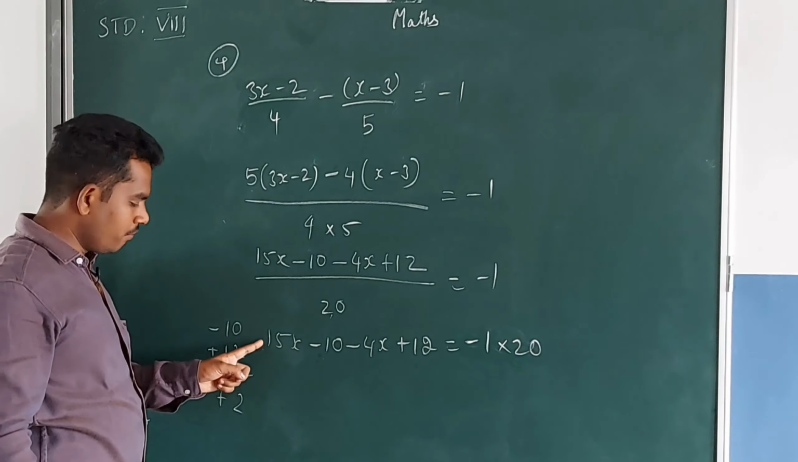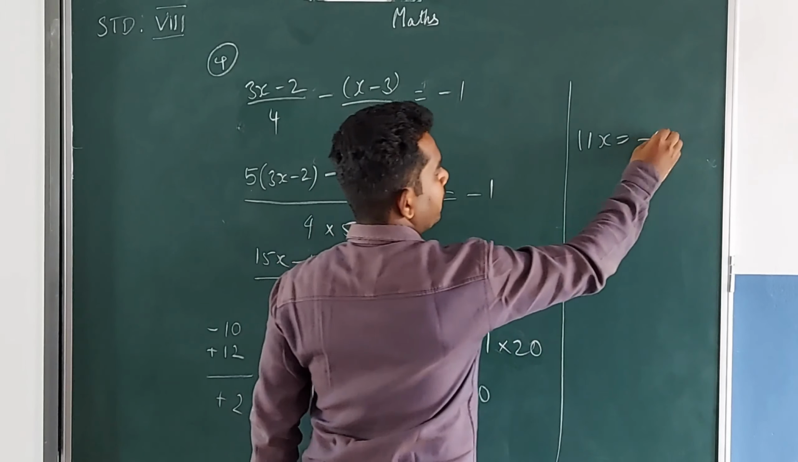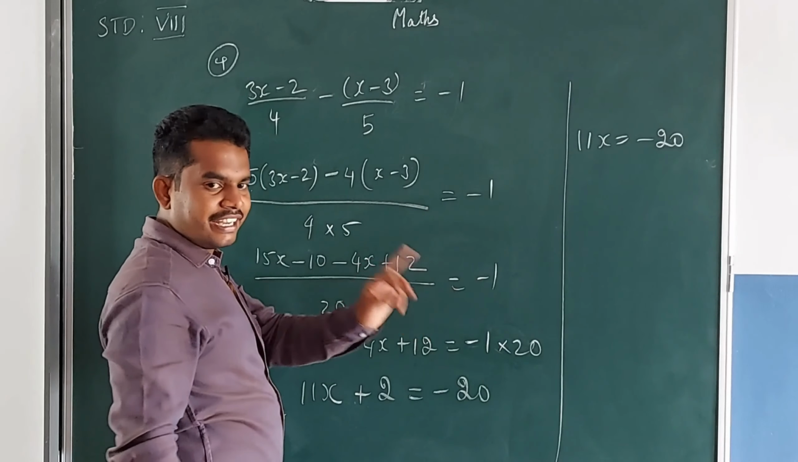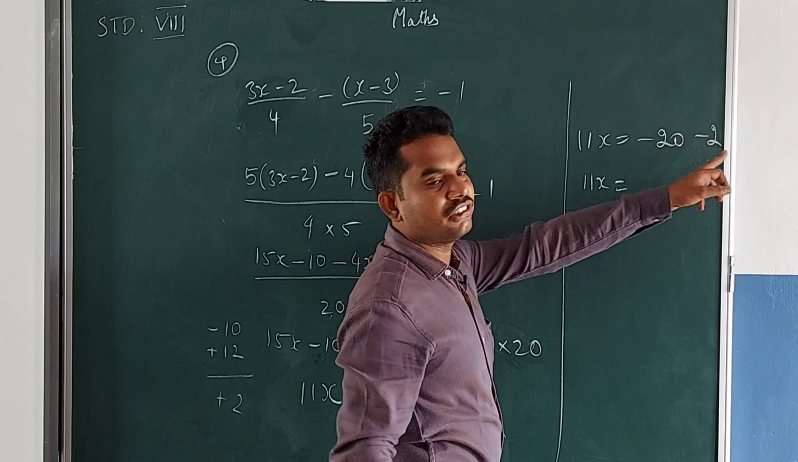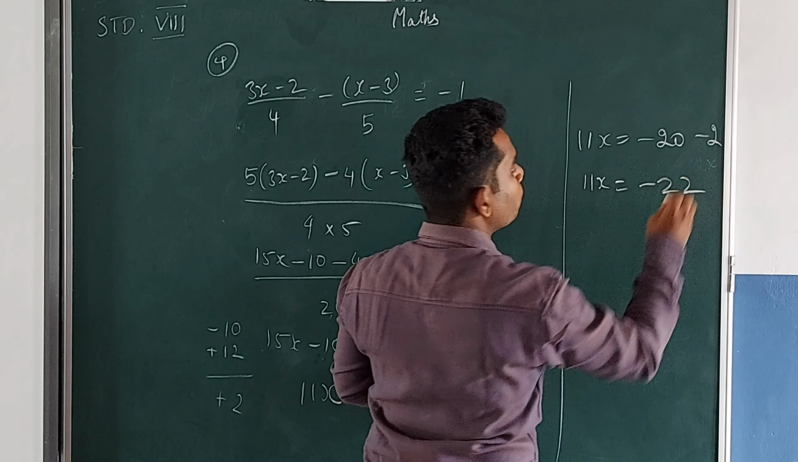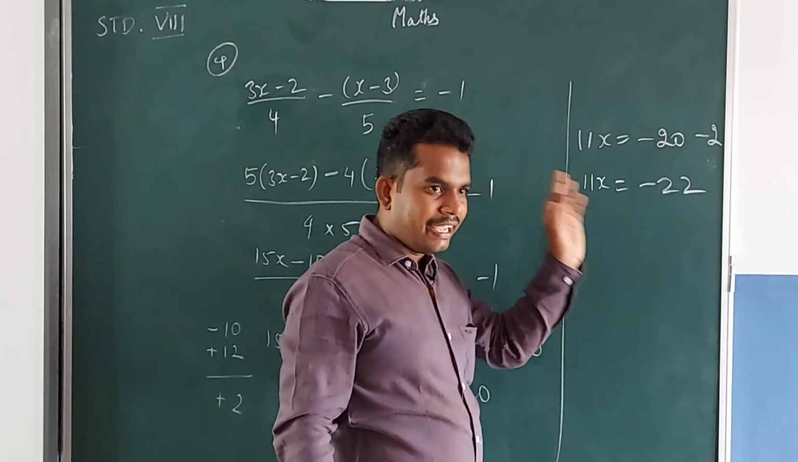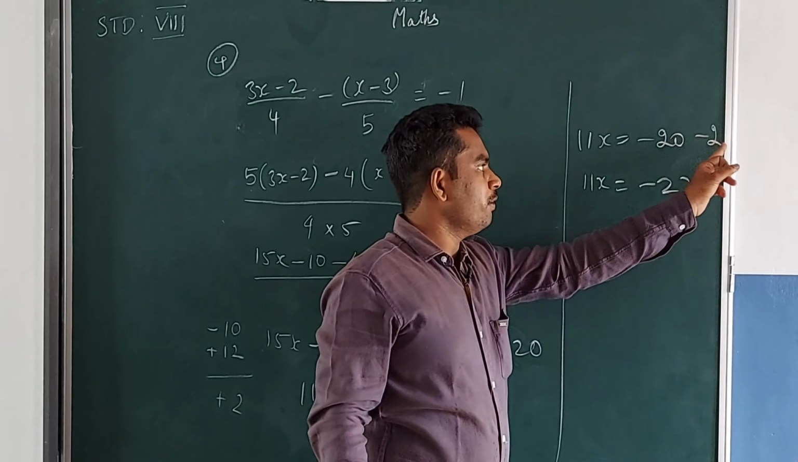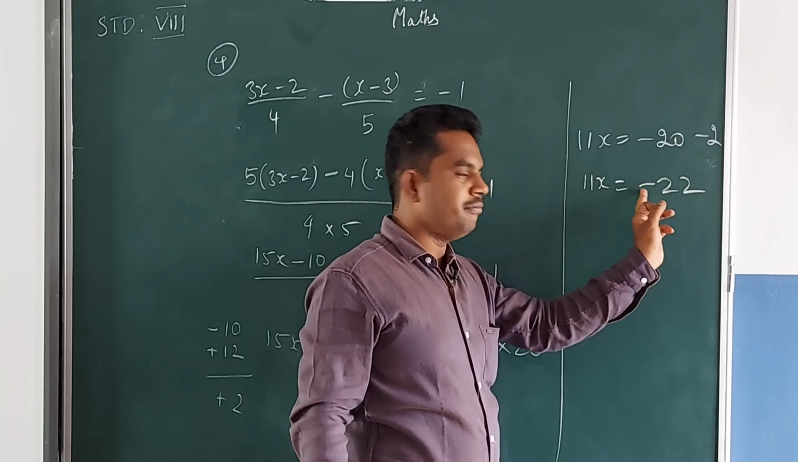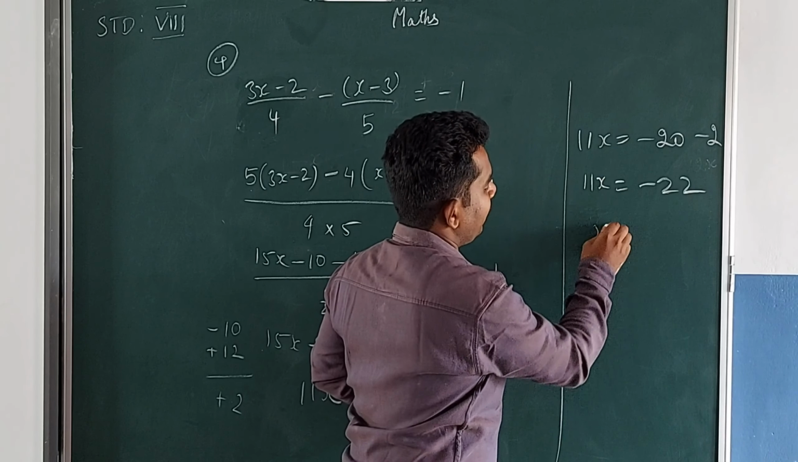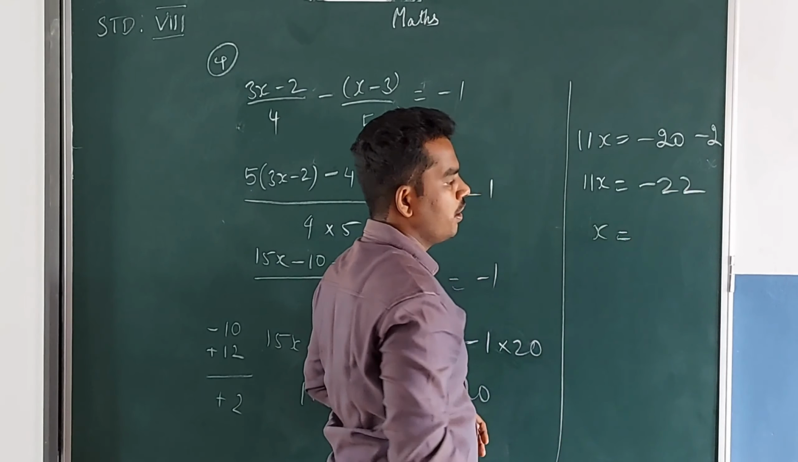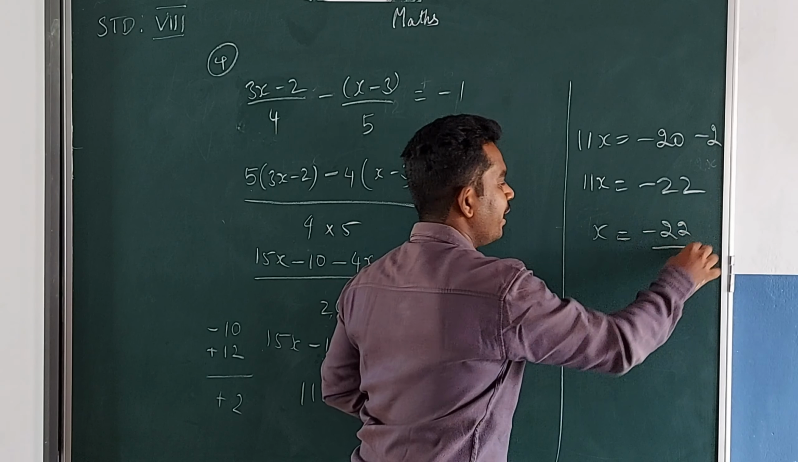Okay, next step, plus 2 goes to that side. 11x equal to minus 20, plus 2 goes to that side, minus 2, not plus 2, minus 2. So 11x equal to minus 20 minus 2, minus 22. Why? Both the numbers are minus, so you should add 20 plus 2, 22, write same symbol. Okay, minus 22.